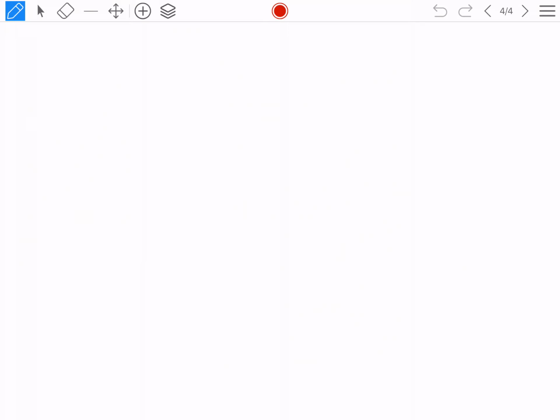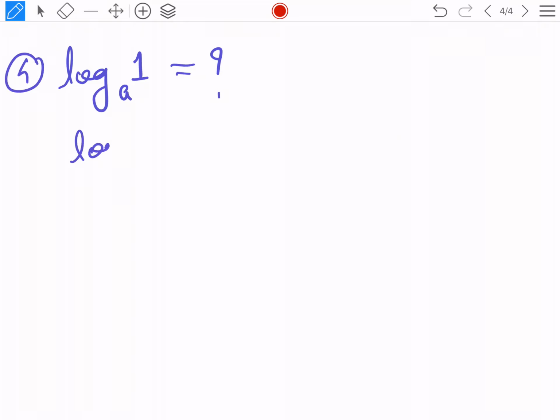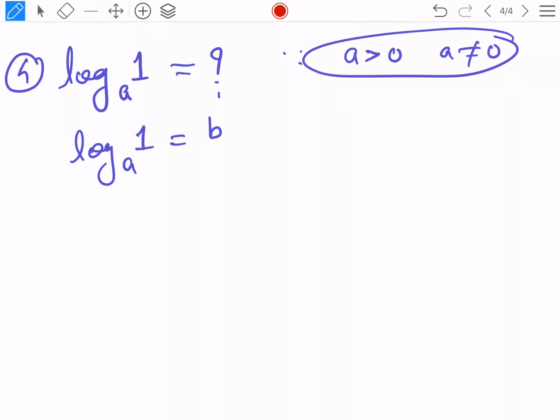Suppose somewhere we want to write the value of log of 1 base a. Suppose we want to find what log of 1 base a is. We will write, suppose log of 1 base a is equal to b. So we want to find the value of b, but we know that a is greater than 0, a is not equal to 1.